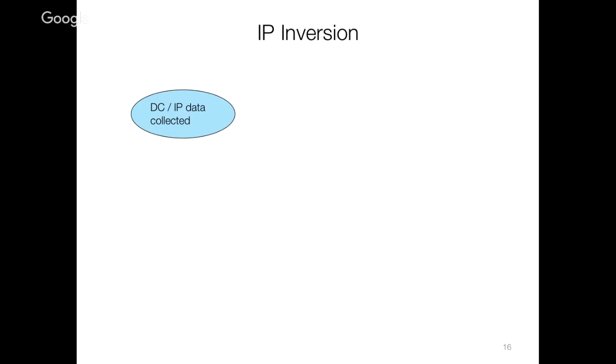So the IP inversion. Here's where the work that we've been doing for a couple of decades now differs somewhat from what you guys are doing. We treat this problem as a two-stage problem rather than all at once. By two-stage, I mean the following. We're going to collect the DC and the IP data together.